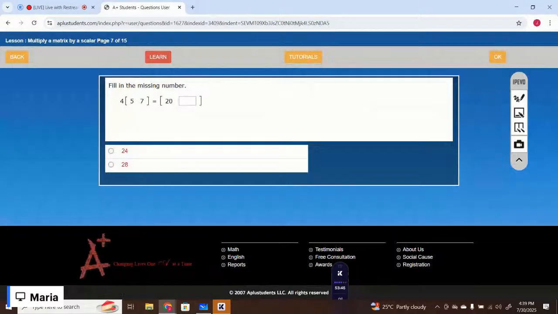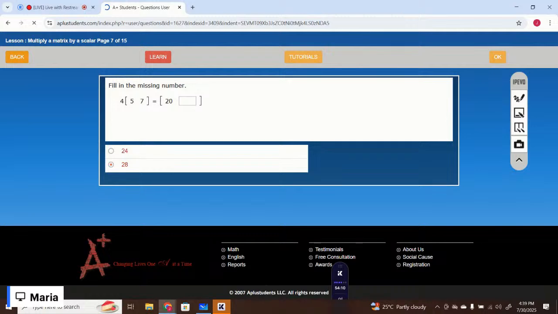Fill in the missing number. So which number is missing? Yes, 28 it is. Okay, you can complete the lesson by yourself later today.